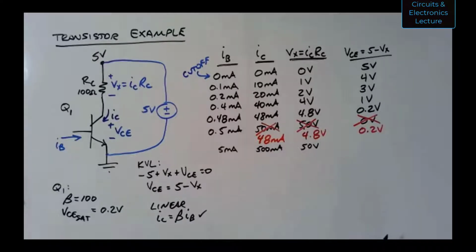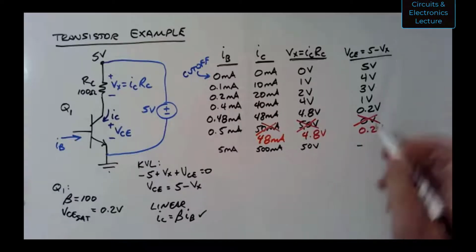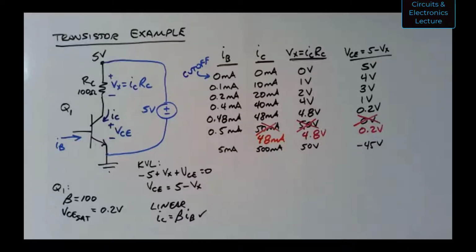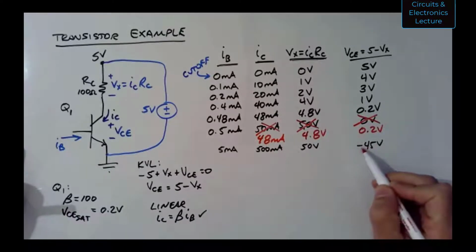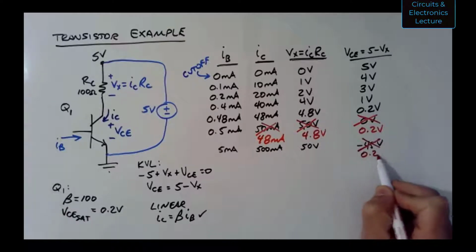If that were true, by KVL, we would have negative 45 volts, right? 5 minus Vx, minus 45 volts, VCE. That can't happen. You can only have as low as 0.2 volts. So this isn't going to happen, right? I'm going to cross that out. You're going to have 0.2 volts here.